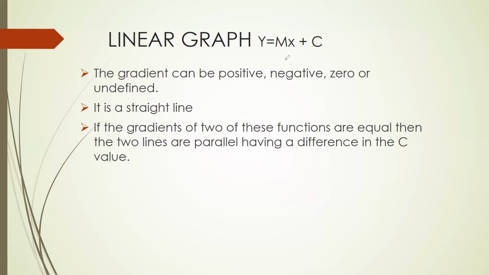Otherwise, if it's horizontal, the gradient is 0, because y is equal to nothing times x. You don't multiply x with anything. If y is equal to 5, don't multiply x with anything. y is equal to 5.